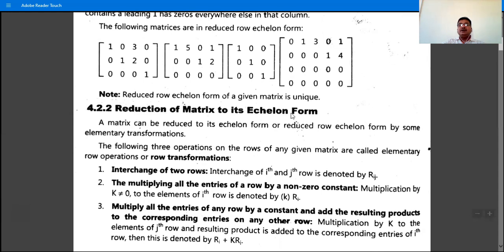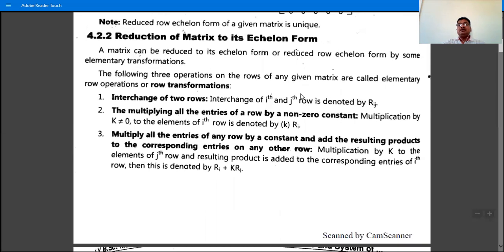So, reduction of a matrix to its echelon form. We can reduce any matrix to its echelon form or reduced row echelon form by applying the three row transformations. The first row transformation is: interchange any two rows, and the notation is Rij. This is the notation for interchanging two rows. So we can interchange the first and third row, then write R13. What is the meaning of R13? Interchanging the first and third row.